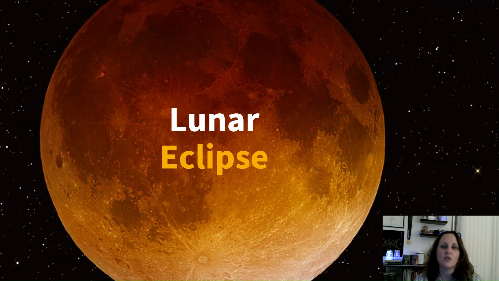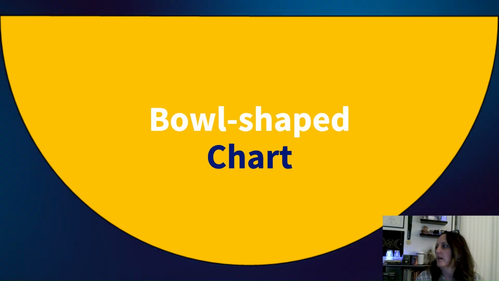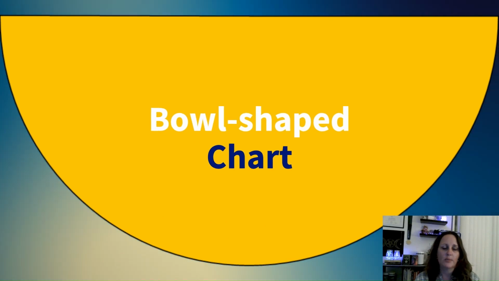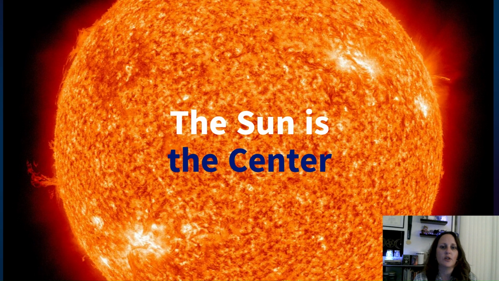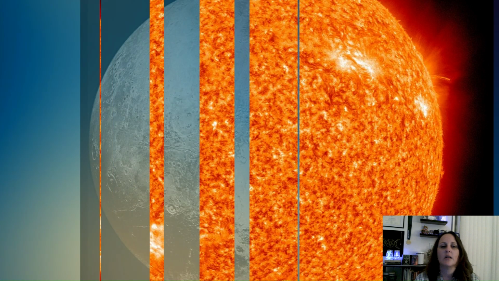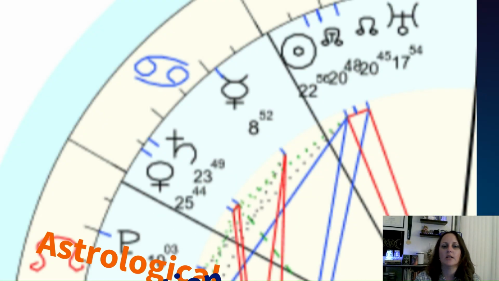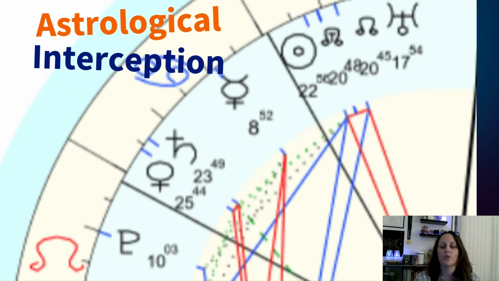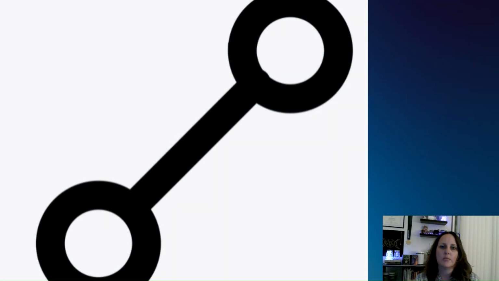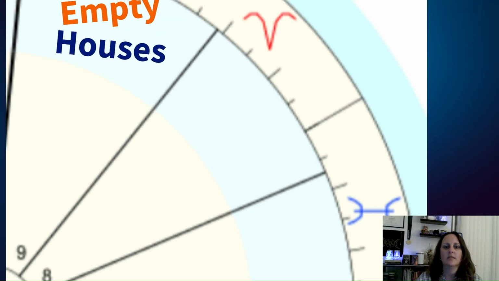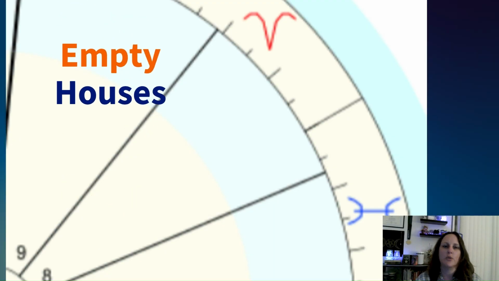So he was born under a lunar eclipse that has some really great significance in astrology, and I'll explain that here in just a second. He also has a bowl-shaped chart, okay? And I'll explain what that means. The sun is the center of his chart. He also has a Pluto alignment, a very significant Pluto alignment, and he has an interception with Gemini and Capricorn. He also has a multi-planet opposition, and he has some empty houses dealing with love and partnerships.